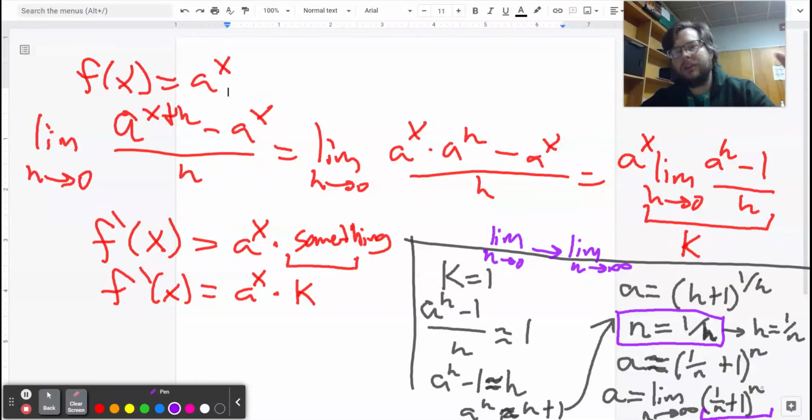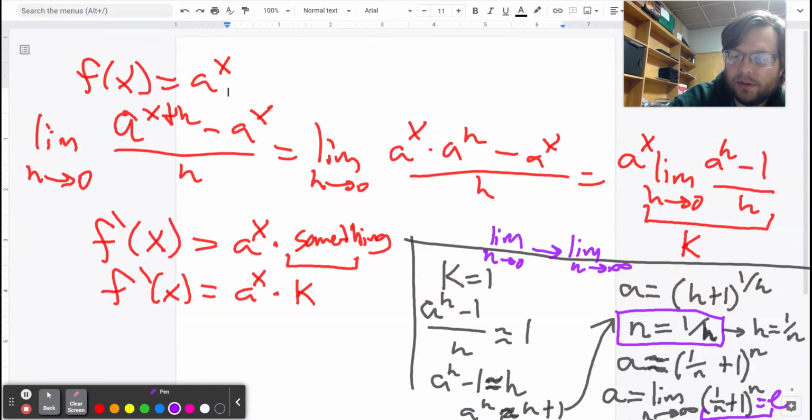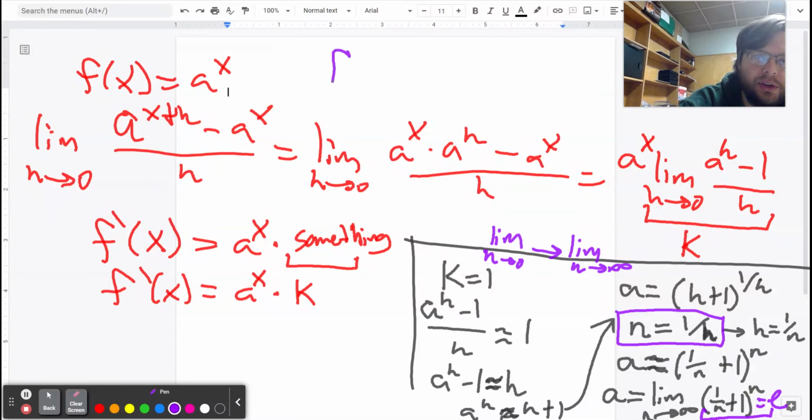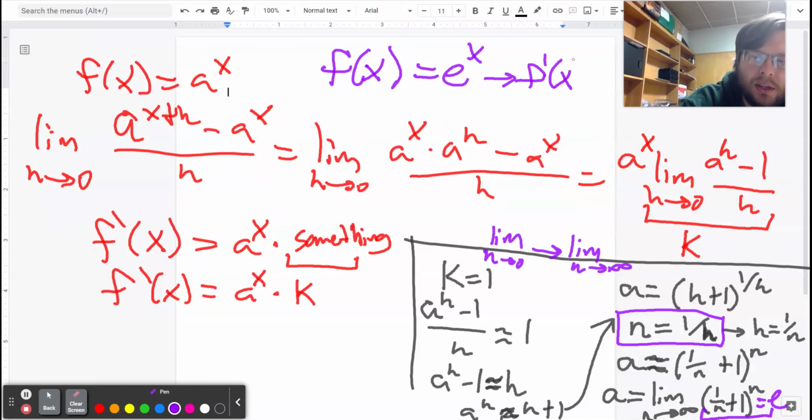And as you increase the number of compounds, the total amount of the investment increases, but it doesn't go up forever. It reaches a certain limit. And the limit that it reaches at an infinite number of compounds turns out to be the number e, Euler's number. So this whole diversion was just to show you the special case that if your a value is equal to e, then your derivative is equal to e to the x itself.